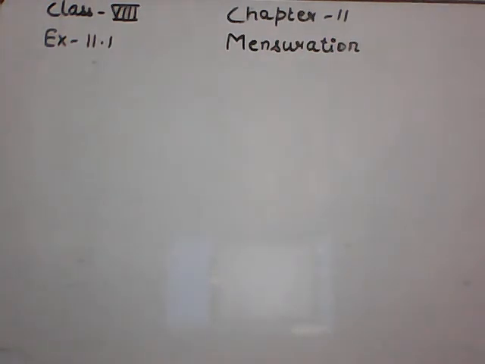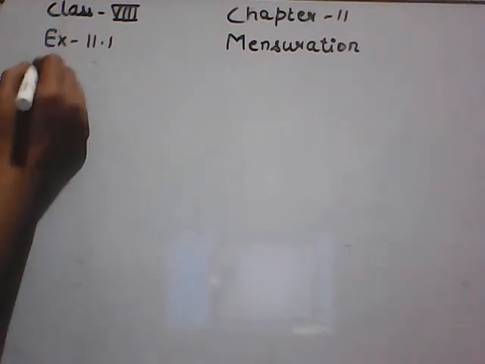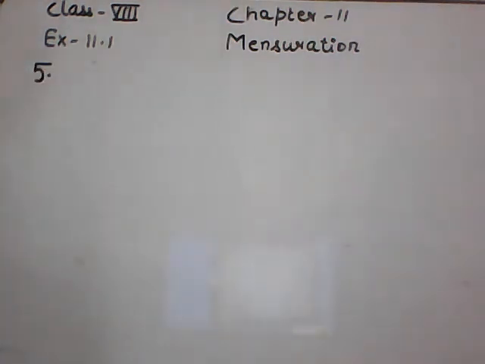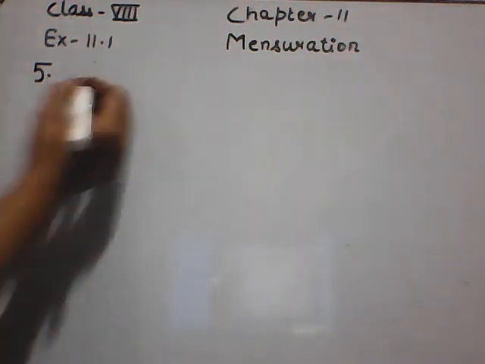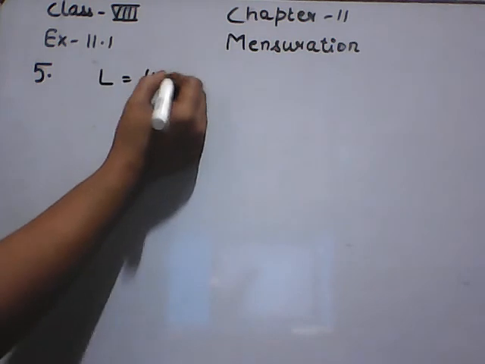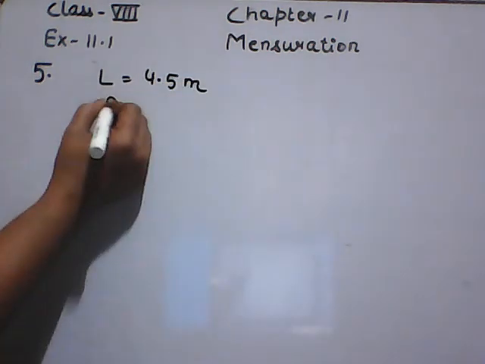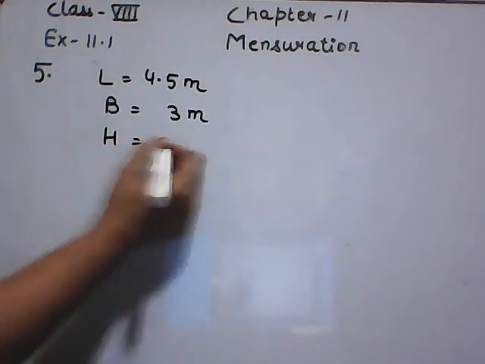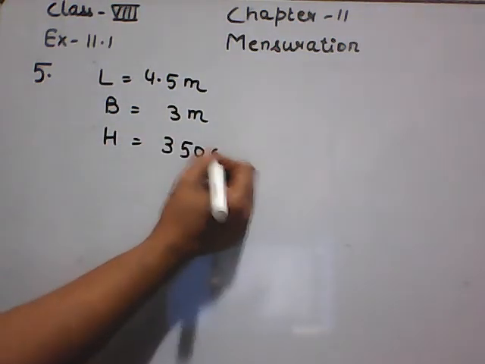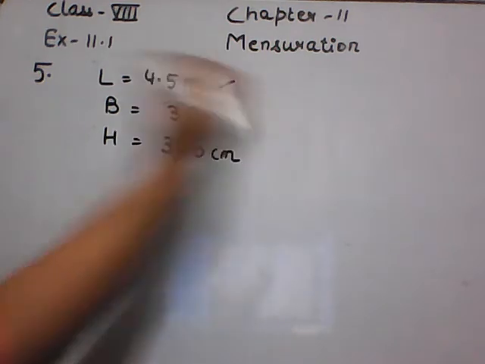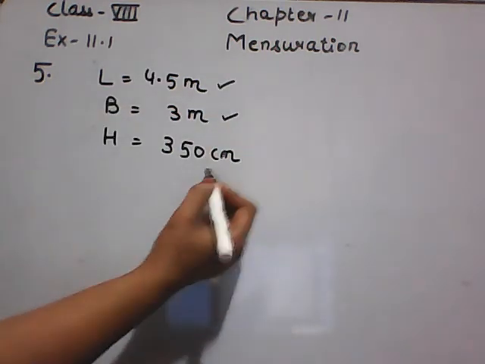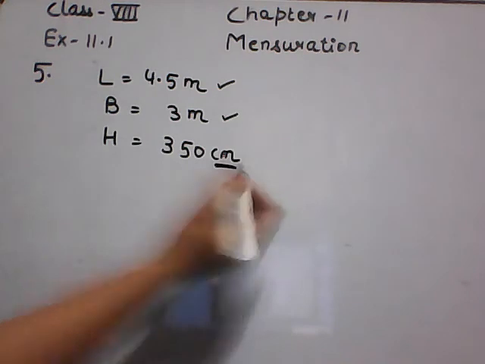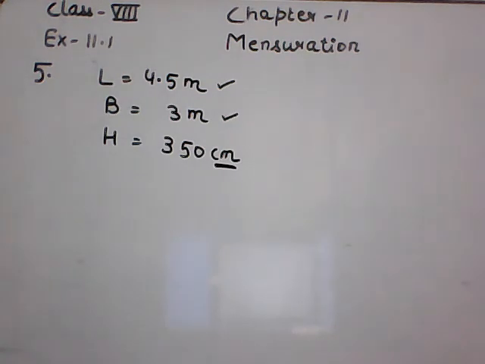In the next question, it is given to you the walls and ceiling of a room are to be plastered. The length of the room is given to you 4.5 meter, the breadth of the room is 3 meter, and the height of the room is 350 centimeter. Now, length and breadth are given in terms of meter, but the height is given in terms of centimeter, so we have to convert it in terms of meter.